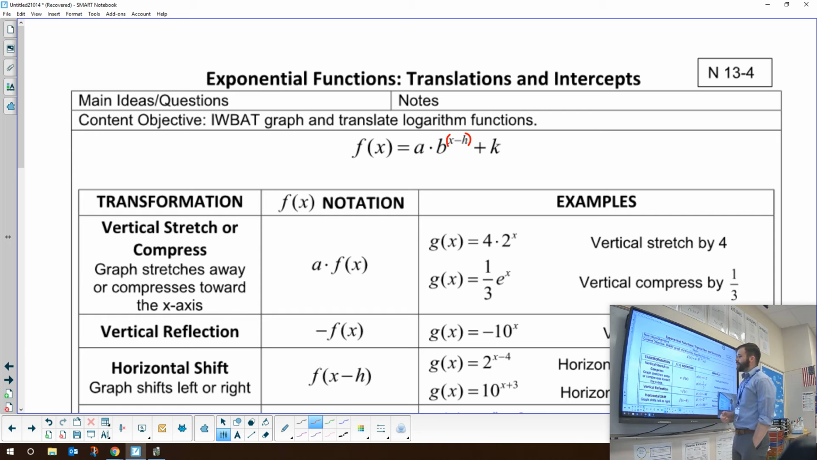And we're not really going to be graphing today, just like we did for 13.1. What we're really going to be focusing on is writing the equation, finding your x and y intercepts, and we'll be graphing tomorrow, okay?